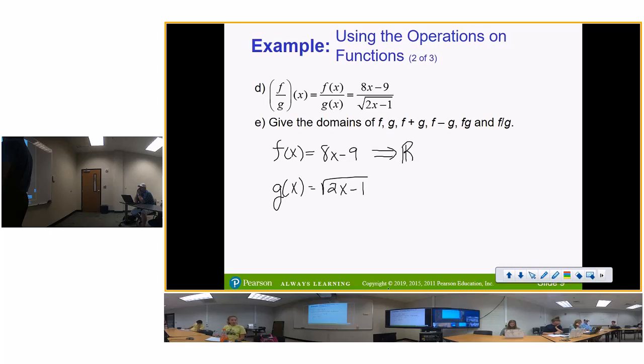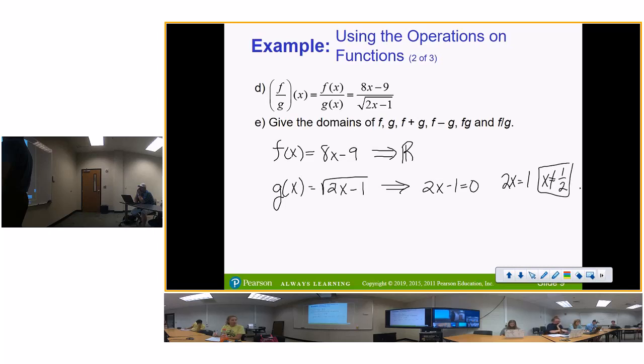You can plug in -5, you can plug in 1/2, you can plug in -3/4, you can plug in 101, you can plug in anything you want to unless it's a radical or what? A rational. So what is this? This is a radical, so you have to set the radicand greater than or equal to 0. 2x minus 1 is equal to what? 0. Therefore, 2x is equal to what? 1.